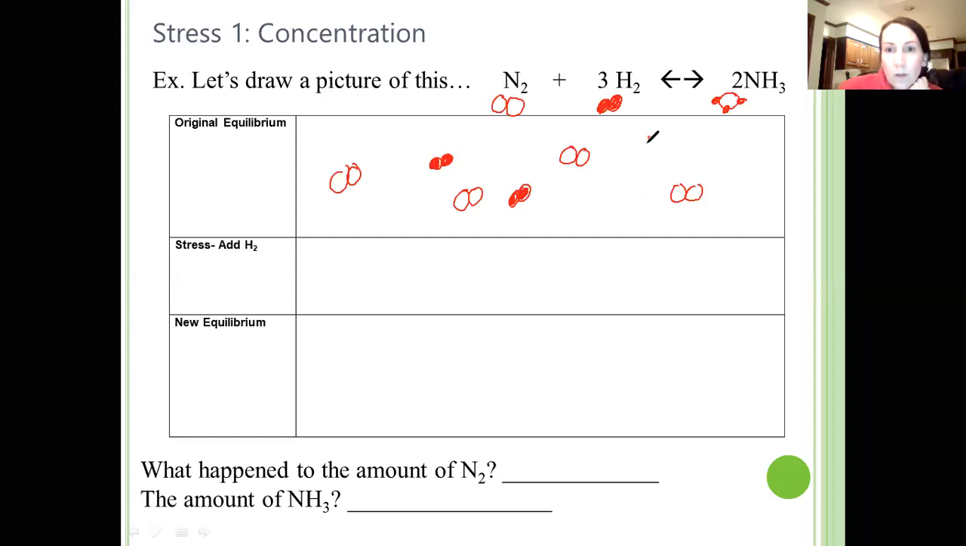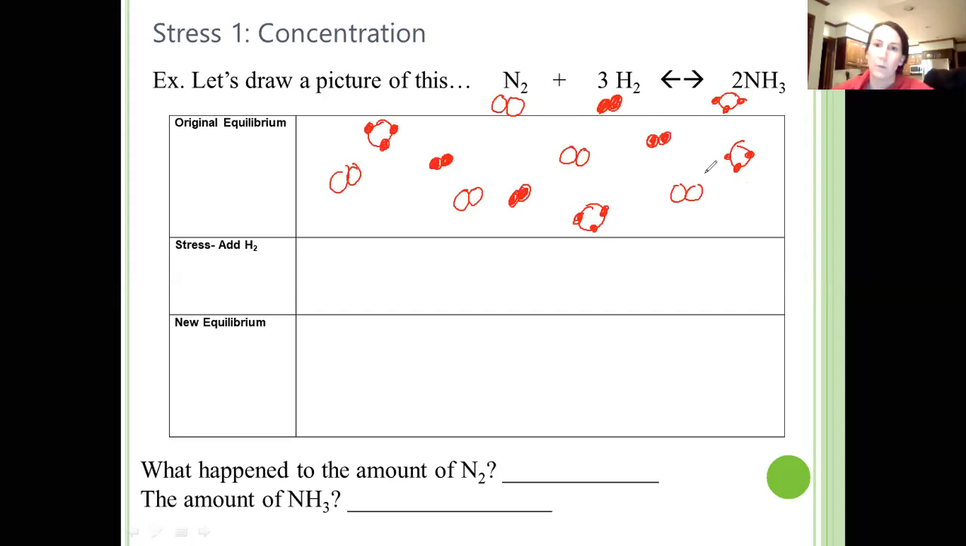Okay, and then we're going to draw NH3. So let's draw a bunch of those too. 1, 2, 3. So that's 1 NH3. 1, 2, 3. There's another. And your final one. Okay, so this is the original picture.